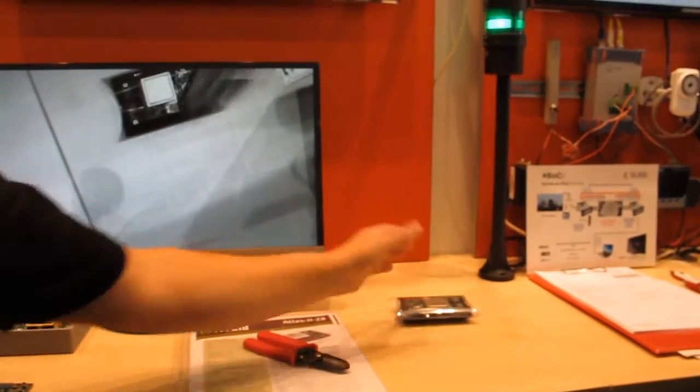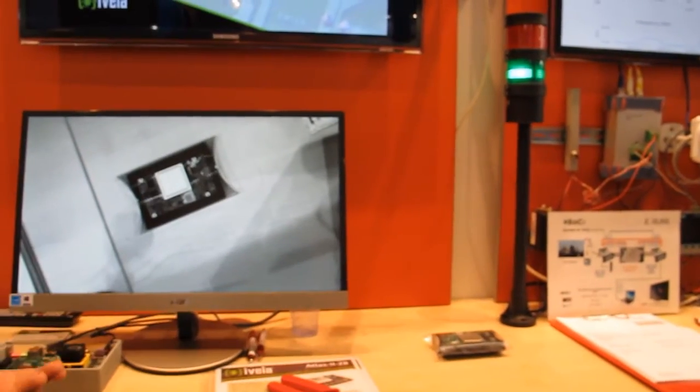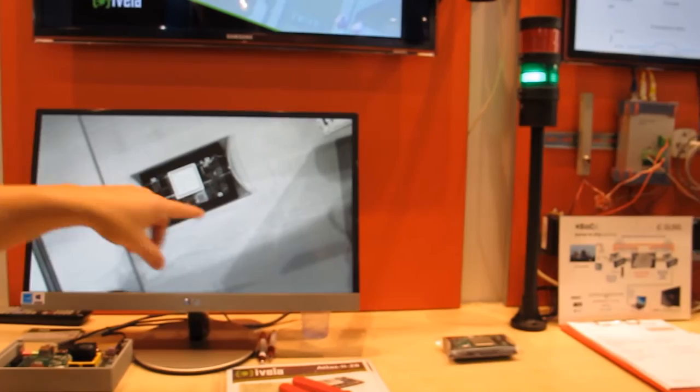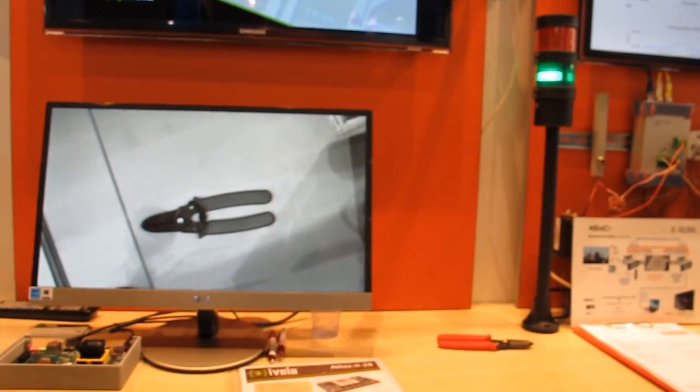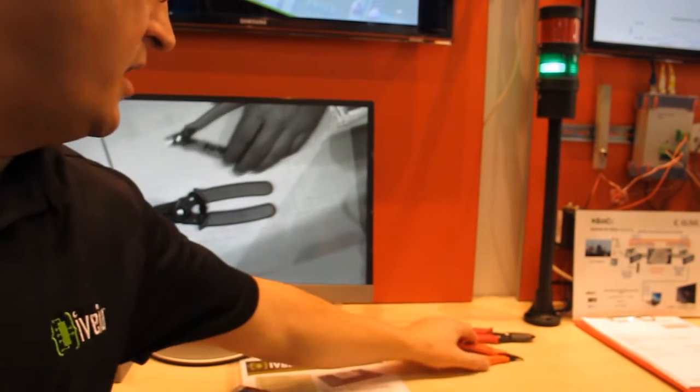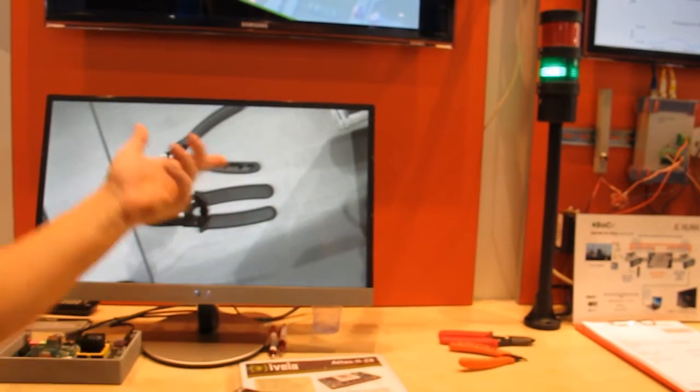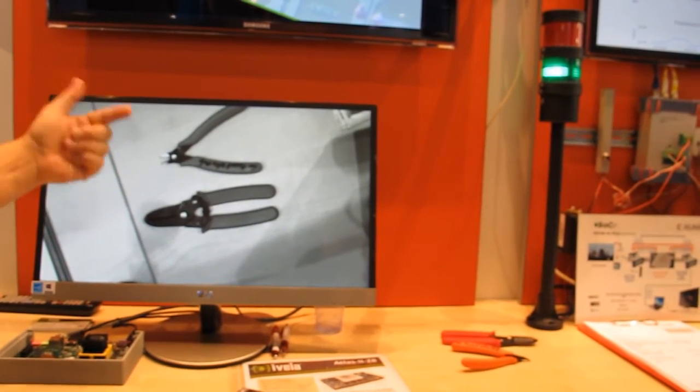So when we put an object in that it doesn't know, it doesn't register at all. And then we can trade out and put in a known object, which registers immediately. And then we have another completely different object, and it picks it up. So you'll see the two different colors, so that they know that they're different objects.